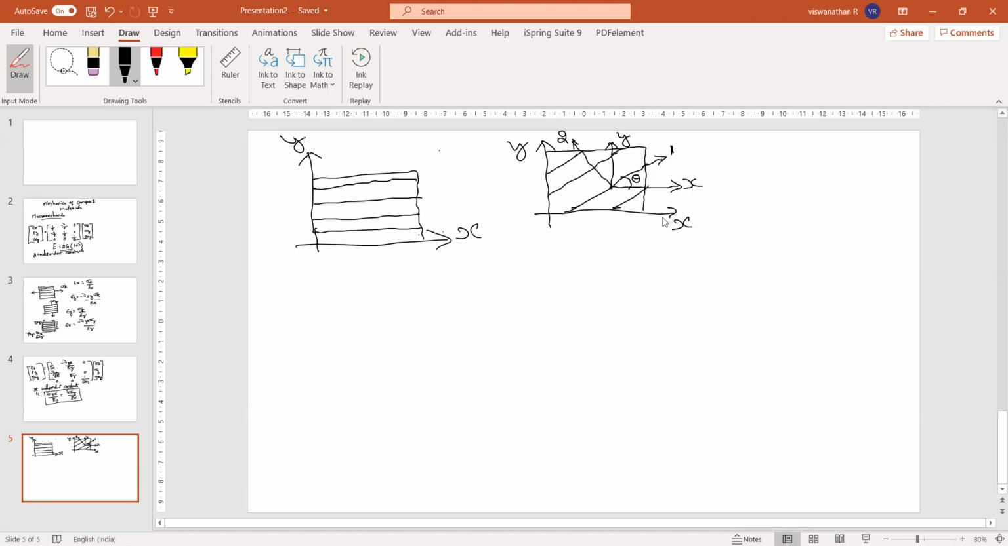What are x and y? X and y are called the global axis. 1 and 2 are called the material axis.